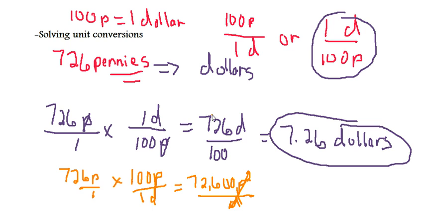So if you're not sure which way to write it, just understand that you're trying to eliminate what you're starting with. We're trying to eliminate the pennies, so you really want the pennies in the denominator. But if you put it in the numerator and you do the calculation and you see you get this bizarre unit over here, you know you've done something wrong.